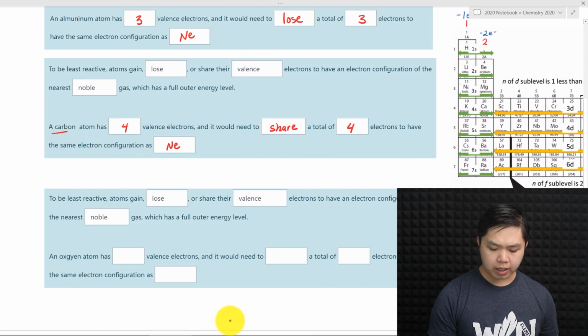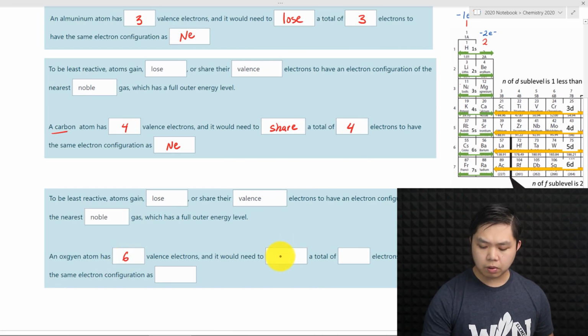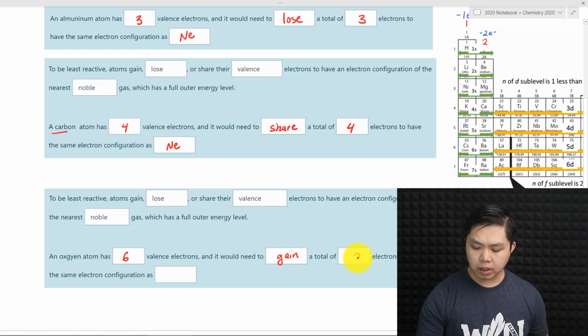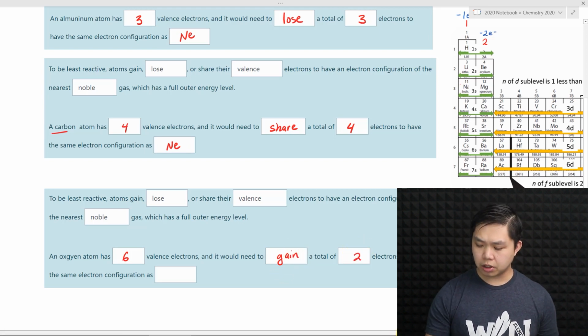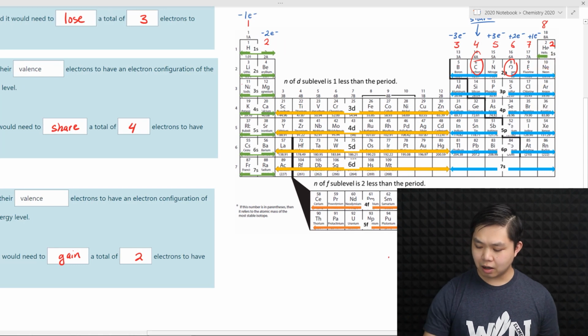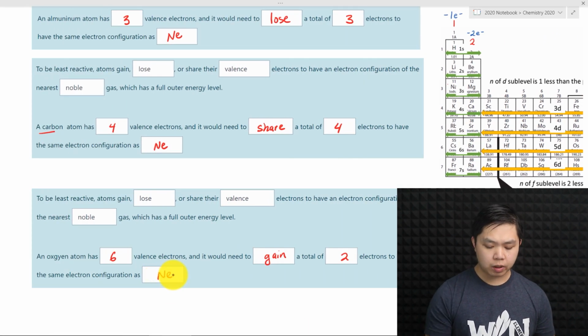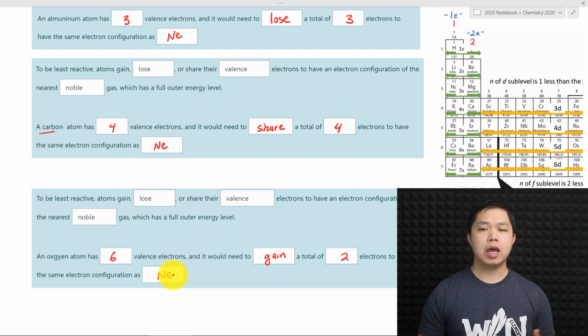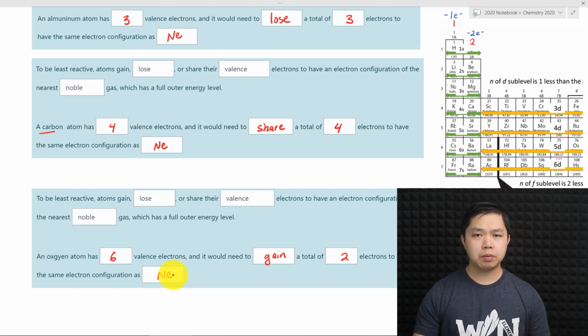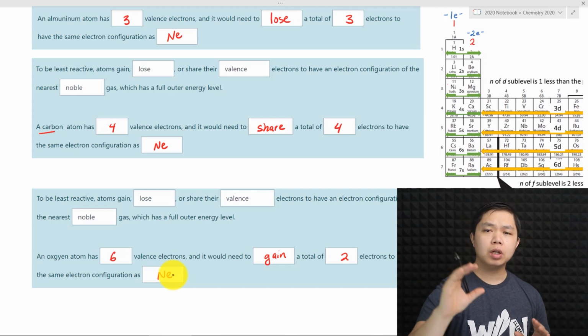So let's go back here. Oxygen has 6 valence electrons. It would need to do what? It would need to gain a total of 2 electrons to have the same electron configuration. In this case, it is neon again. That's just by coincidence, okay? So when oxygen gains 2 electrons, it will have the same electron configuration as the noble gas neon.